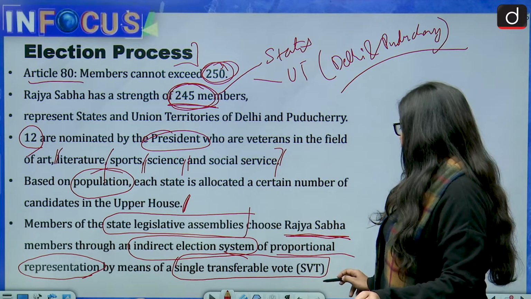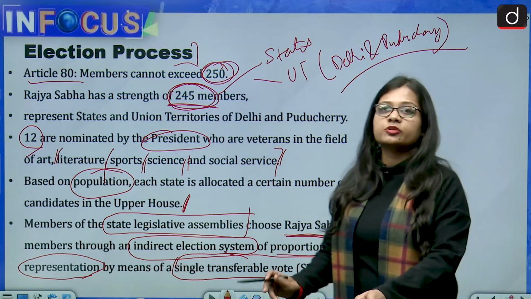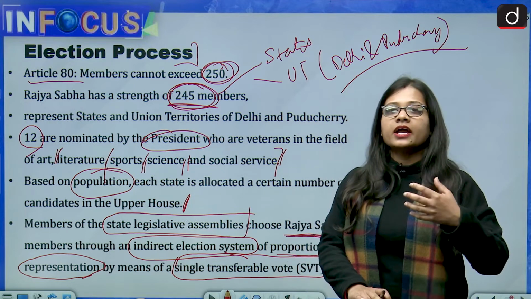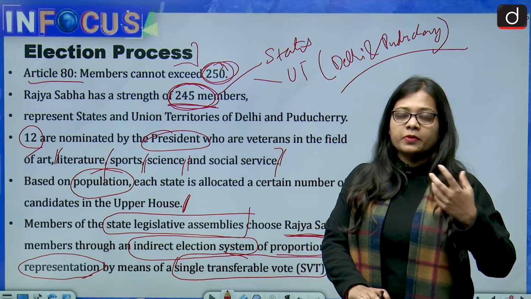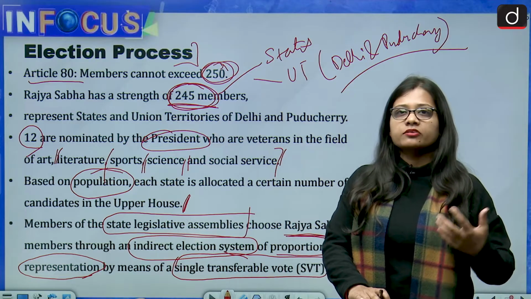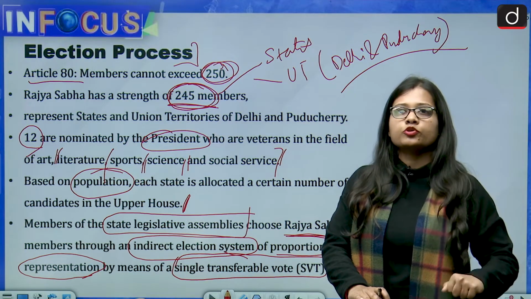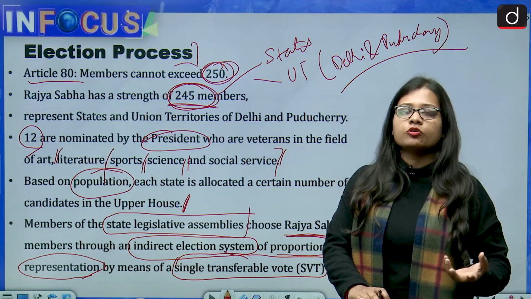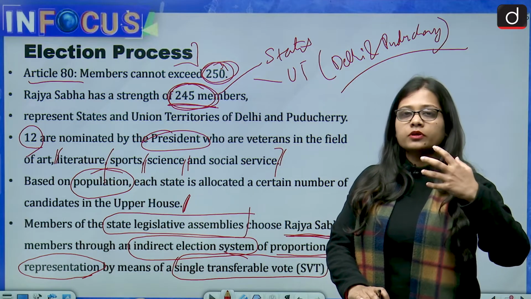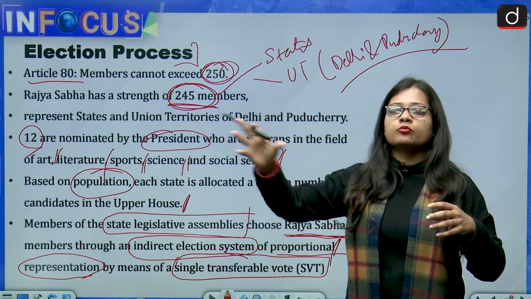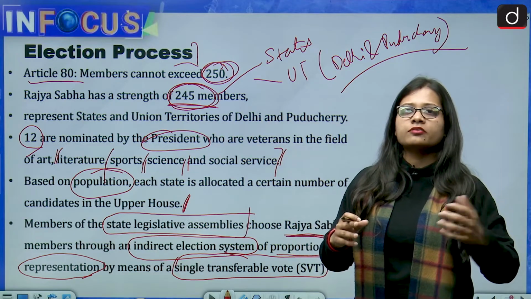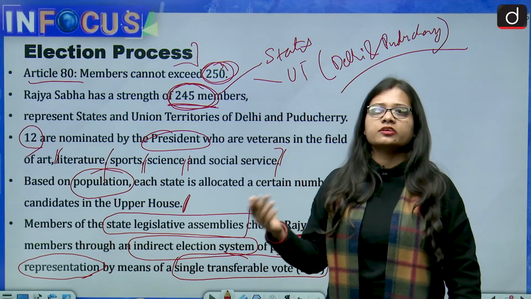Okay, and this is through proportional representation. Proportional representation means that the members representing states or UTs have to be in proportion. And with regard to the population also, it should not be that a certain population is getting more proportion and the others are less, or one state is getting more proportion and others are less.